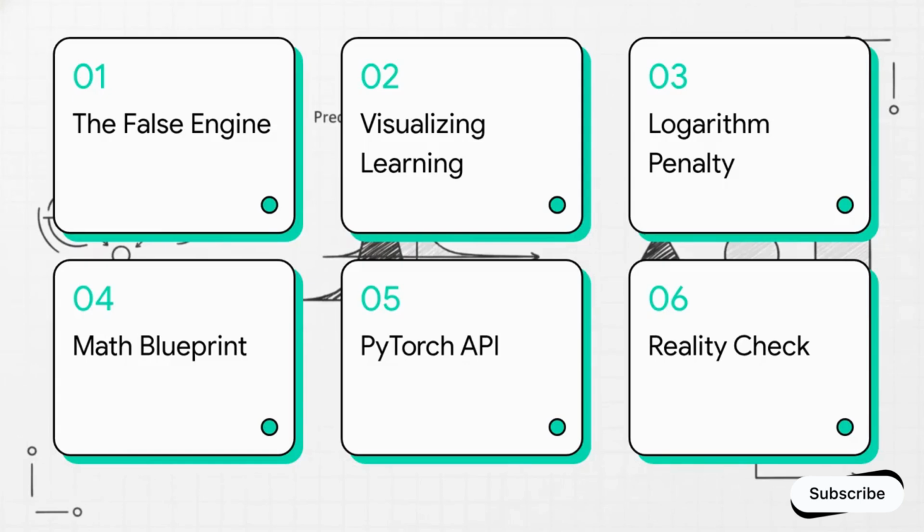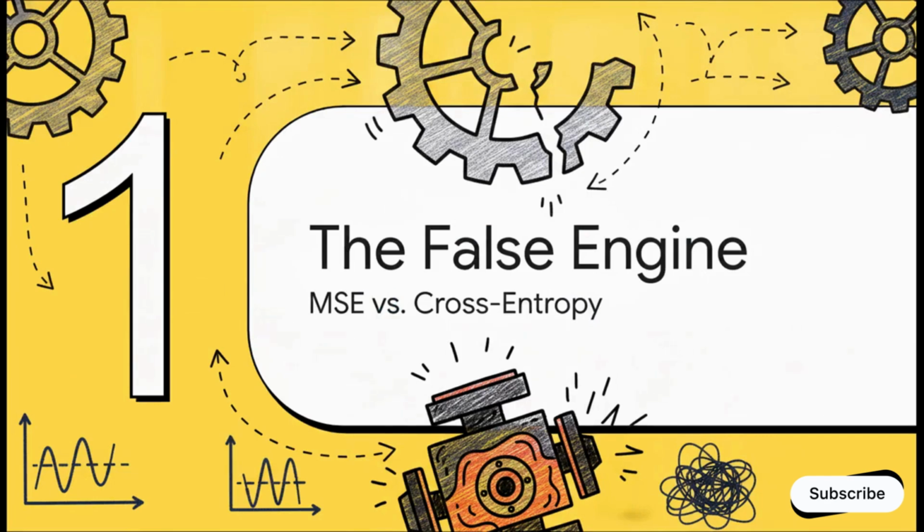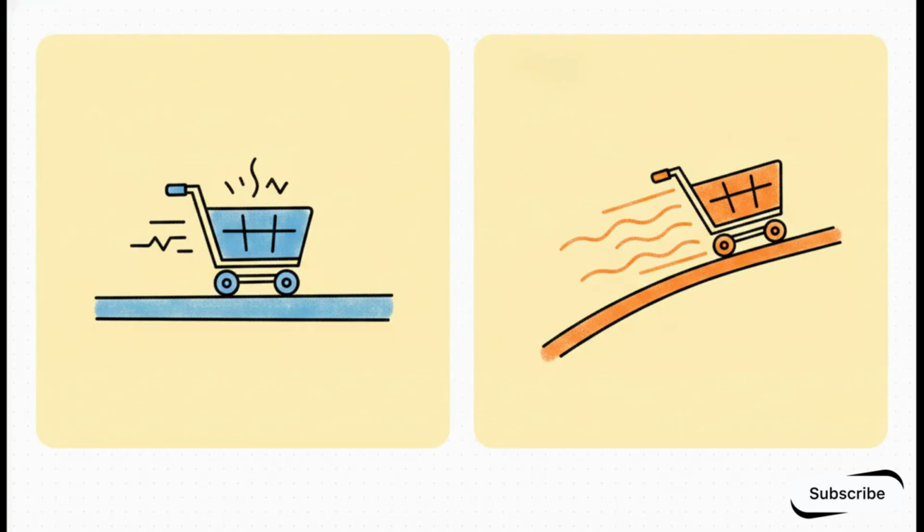Okay, here's our blueprint for today's teardown. We're going to cover the false engine, visualizing learning, the logarithm penalty, the mathematical blueprint, the PyTorch API, and finally, a reality check. Let's get into it. First up, the false engine. Mean squared error versus cross-entropy. So let's dive right in.